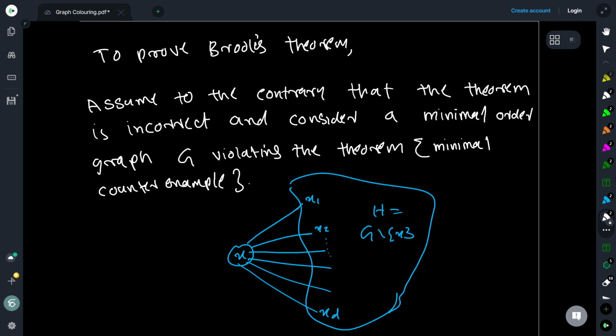So to prove Brooks theorem, in this case we are going to assume that suppose this theorem is not true, right? Which means that you can find a graph which violates the Brooks theorem. Now, what do we mean by that? That for this particular graph, the graph is not complete and it's not an odd cycle, and the chromatic number is more than delta, right? So suppose that such a graph exists.